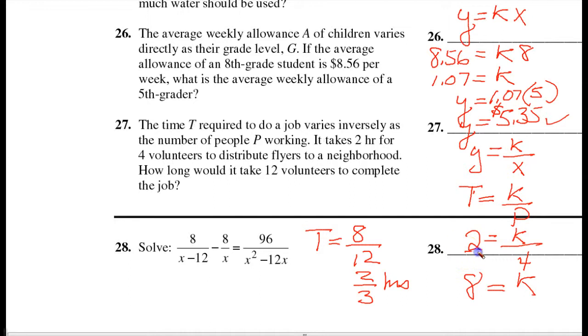Well, if 4 people get the job done in 2 hours, what is k? Well, you just cross multiply here in a sense. k is 8. So if k is 8, how long will it take 12 people? Well, we just put the 12 there, reduce it to 2/3 hours, or another way of looking at it is 40 minutes. And that's what the book has. Let's go on to see what we have here.